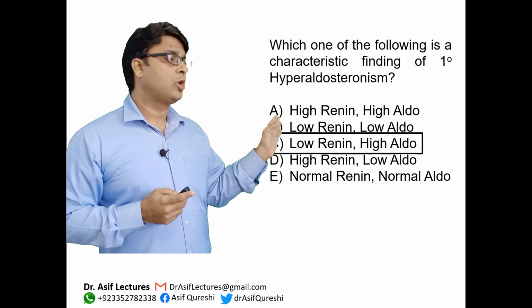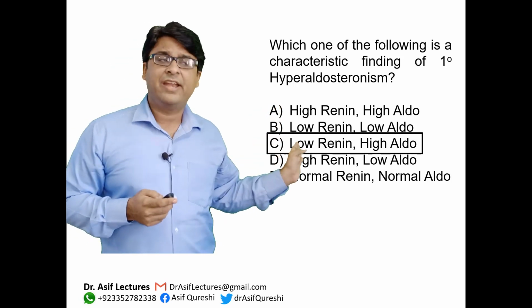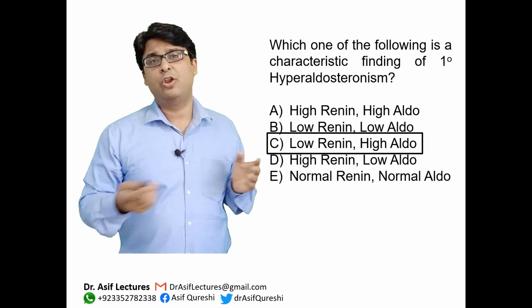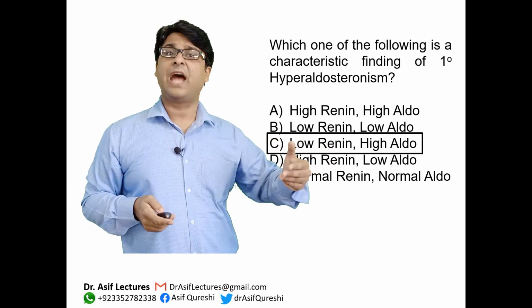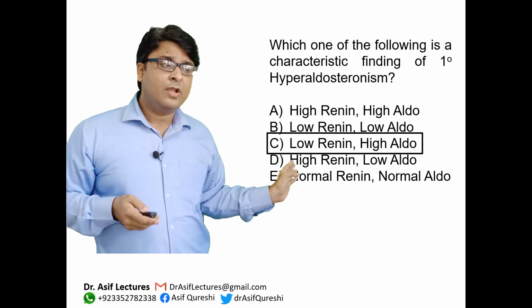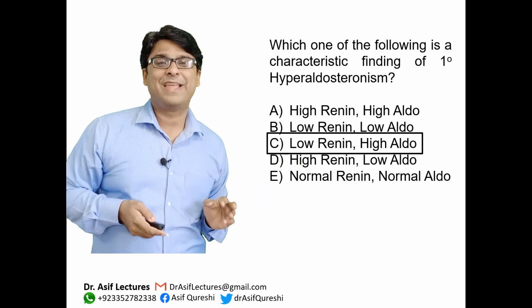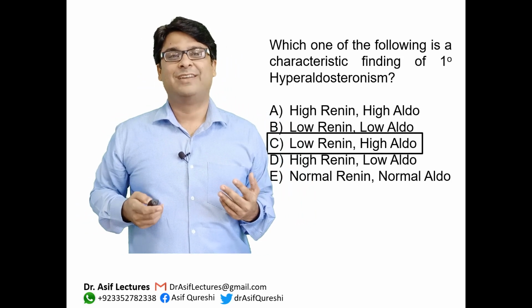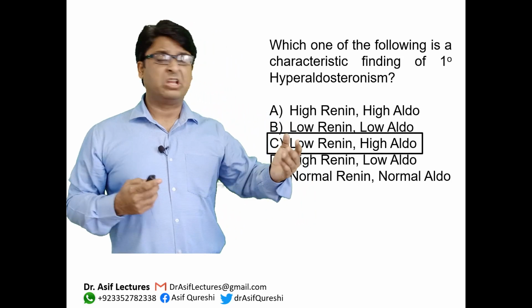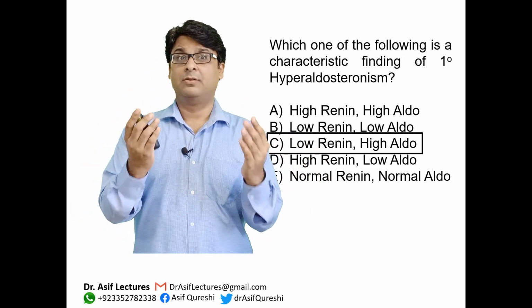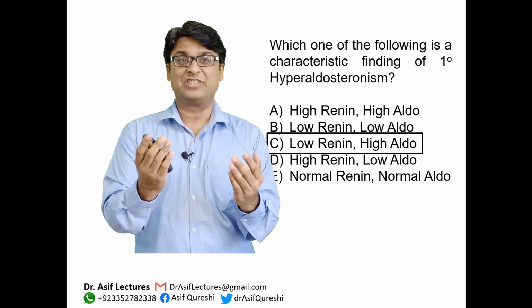The next option, option D, was high renin and low aldo. Doesn't make sense. Low aldo? No, this is hyperaldosteronism. And the last option is normal renin, normal aldo. If it was normal renin and normal aldo, it would not have been called hyperaldosteronism. So clear, short, easy question, only if you remember the details from the last video.